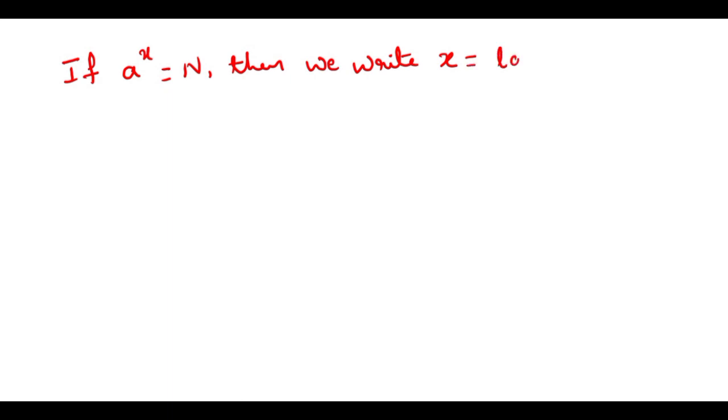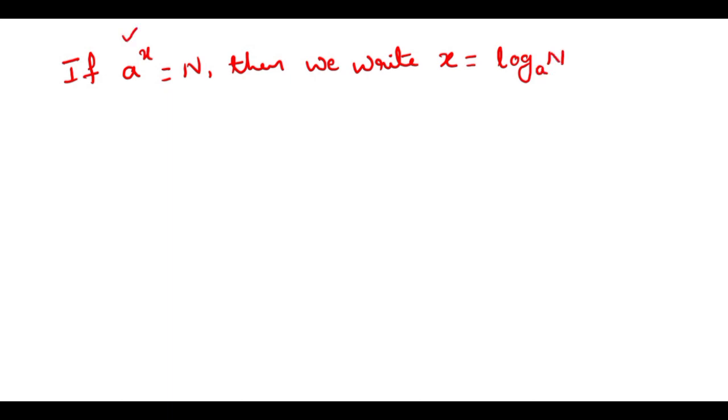Okay, so what is the definition of the logarithm? Here I am writing, if a power x is equal to n, this is the exponential form. Then we write x is equal to log n base a. So this is called the logarithmic form. So this is the exponential form and this is called the logarithmic form.